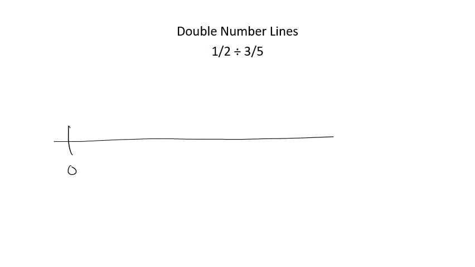So here's my 0. Here's my 3/5. Here's my 5/5, which is 1. And I know that this is 1/2. It's going to be opposite the 3/5. Now, when we were dividing by 1/2, we could just double it and get to the whole group. Here, in this case, it's going to be a little bit harder to get there.